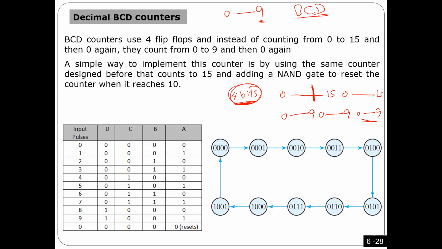What I'm going to do is use a 4-bit counter. But once I come to number 10, I need to reset all flip-flops. You got what I'm saying? So I'm going to use the same circuit for the 4-bit counter, but I'm going to make a trick, adding a combinational circuit so that once it becomes 10, I'm going to reset all of them. Okay, that's it.